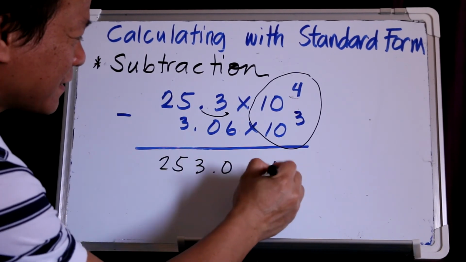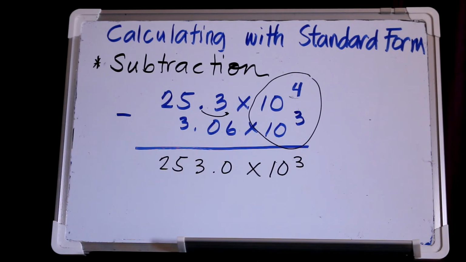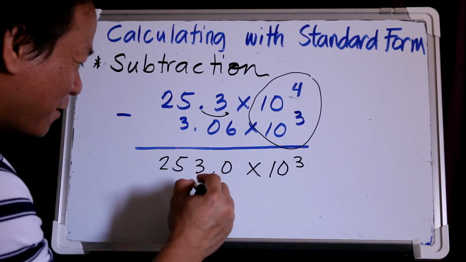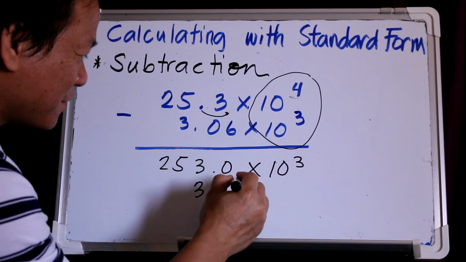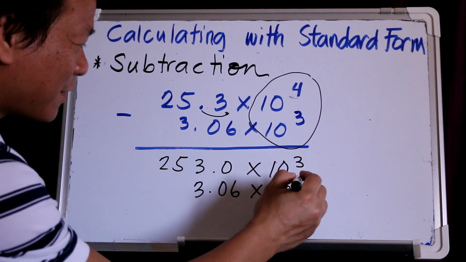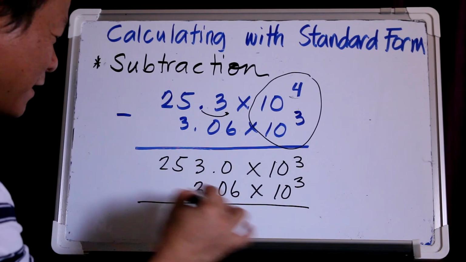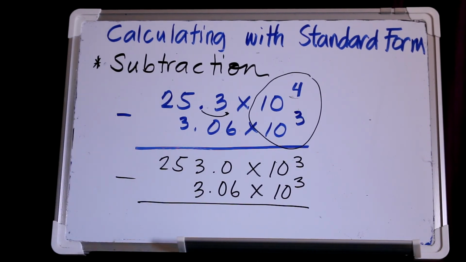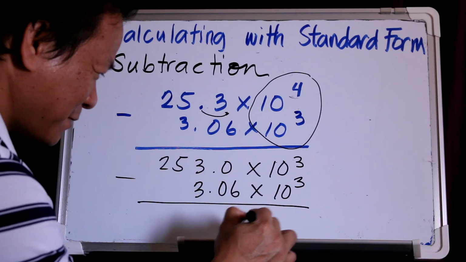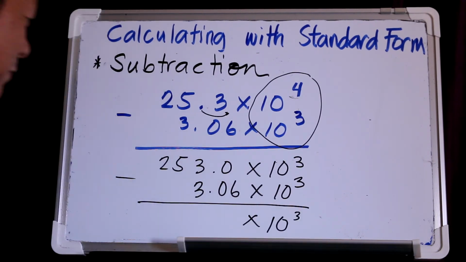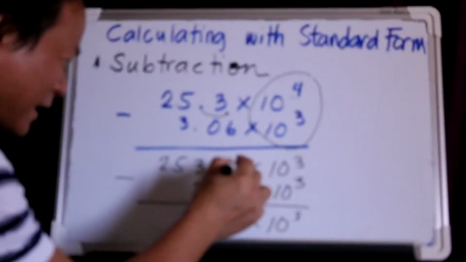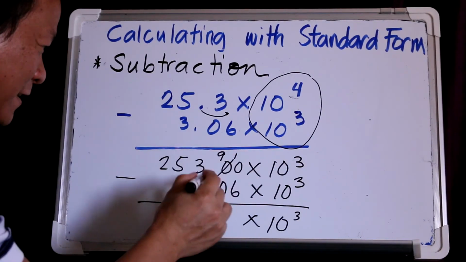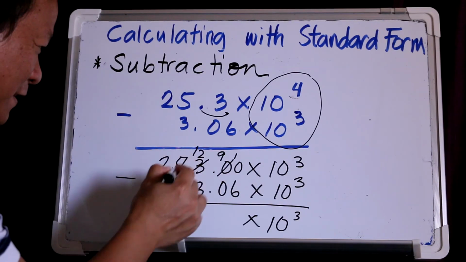So it will now be 253.0 times 10 to the power of 3. And this one right here we will write below, 3.06 times 10 to the power of 3. Then we can subtract them now. So we have times 10 to the power of 3 here. When we subtract, this one should be 0, right? Then we borrow from here, this becomes 9, this one's 10, this becomes 2, and this becomes 12, this becomes 4.